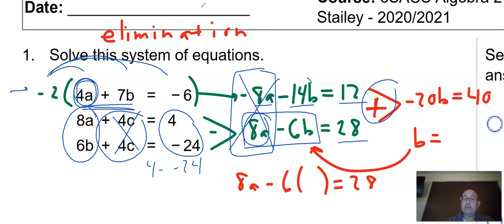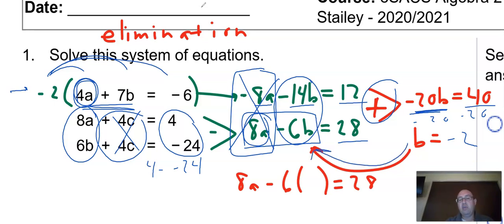And when we do that, negative 14b minus 6b is negative 20b, and 12 plus 28 is 40, and now I can divide by negative 20 on both sides and get negative 2. So now we know that the b value is negative 2. How do we find the a value? Guess what? Plugging it back in.